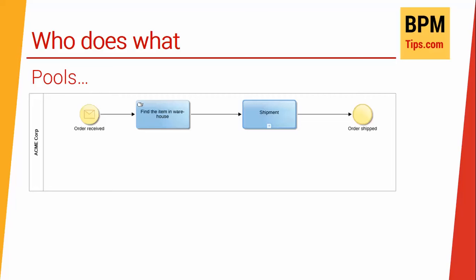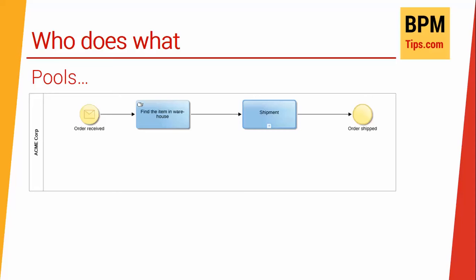Well, it depends. It can be an organization, like Acme Corporation in this example, or a customer, but you could also have each department in a pool. What makes a difference is who has the control over the process inside a pool. For example, this diagram shows that Acme Corporation has full control over this process. After the start event, when order is received, all the process steps are controlled by Acme Corporation right till the end when the order is shipped.